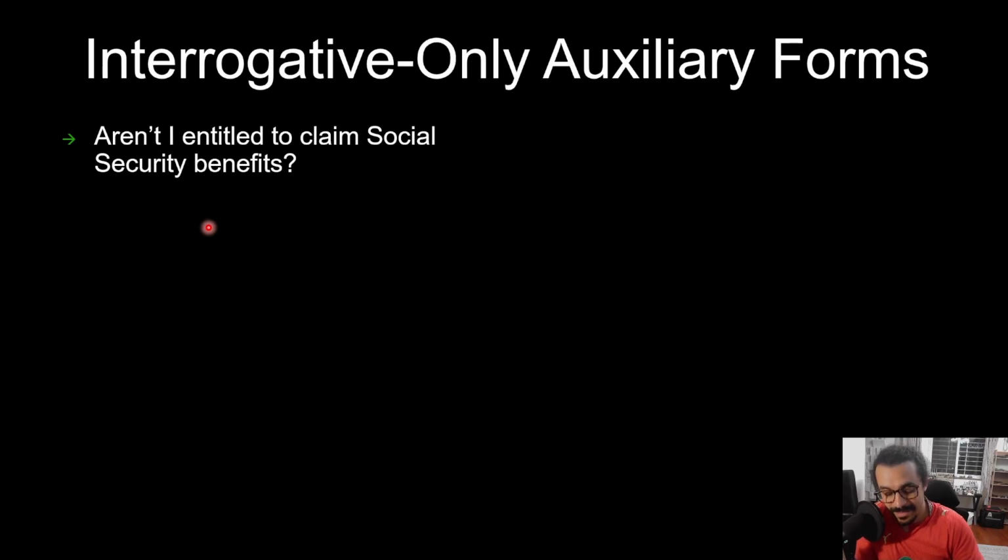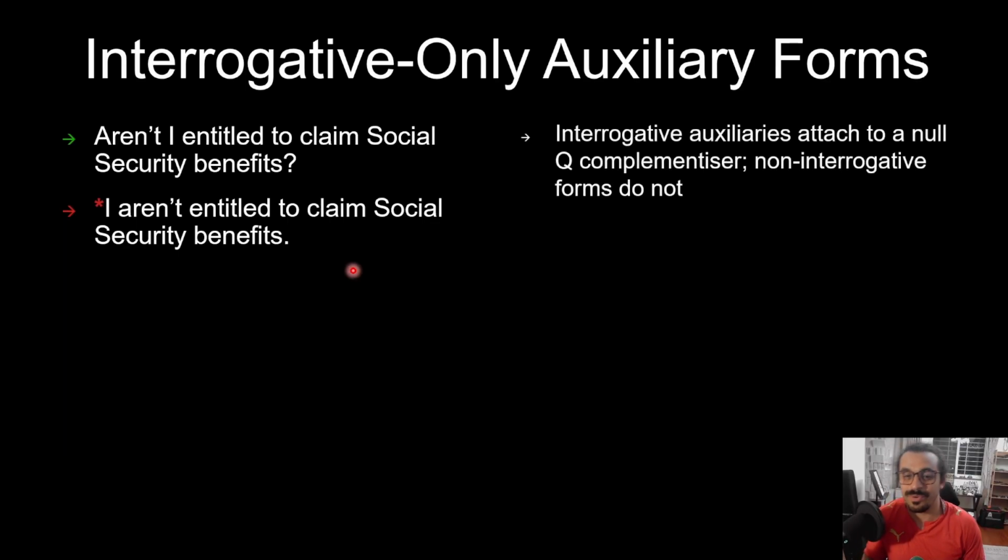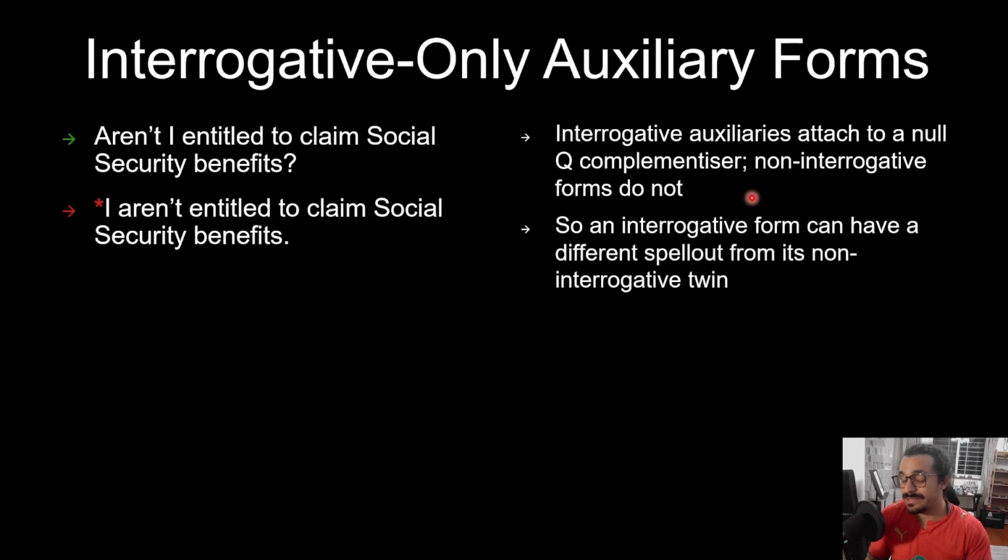Why is this happening? You can't say, for example, "I aren't entitled to claim social security benefits." You could say that this is happening because of all that movement that I showed earlier in the previous example. So interrogative auxiliaries attached to a null Q complement, non-interrogative forms do not. This could be a likely explanation.